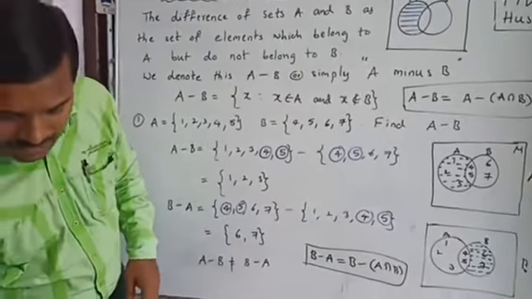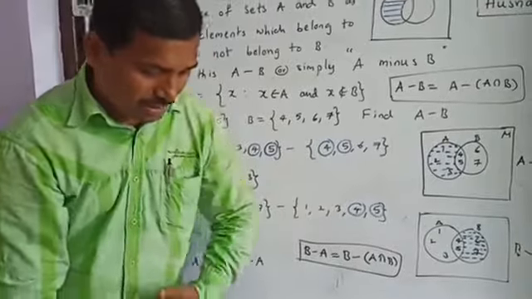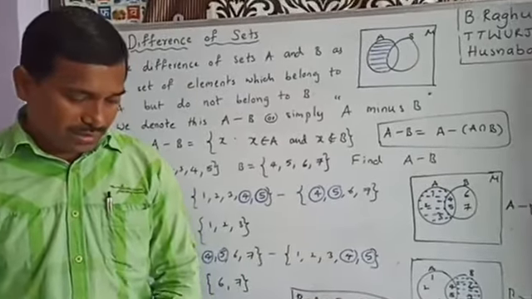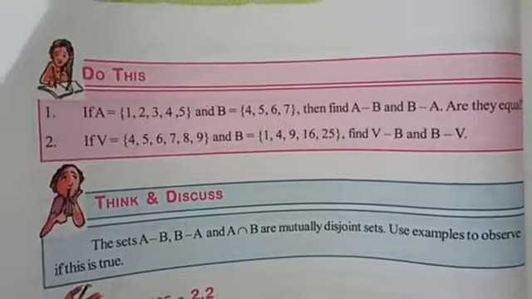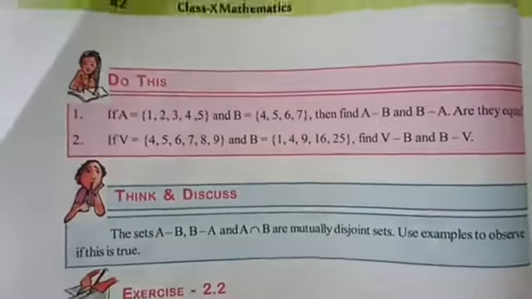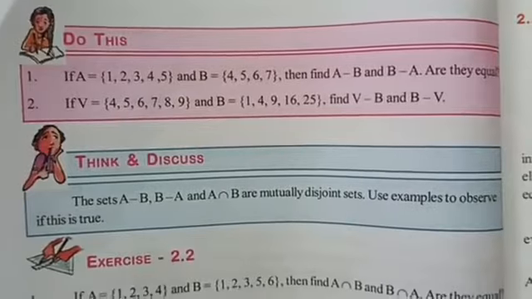Let us see some problems in do this and try this and exercise 2.2. So exercise 2.2, see, do this. A and B, find A minus B, B minus A. Are they equal? And for sets A and B, find A minus B and B minus A.